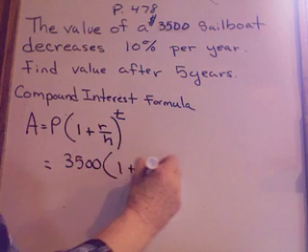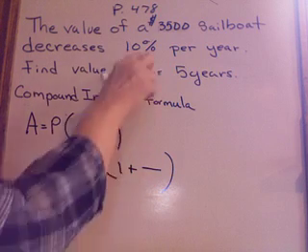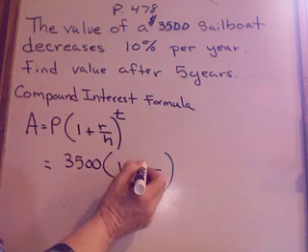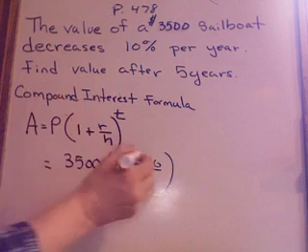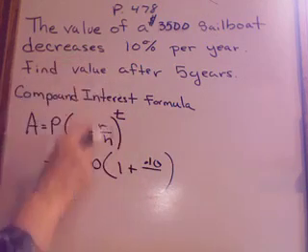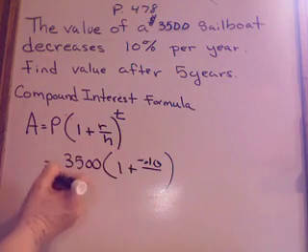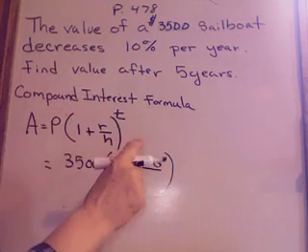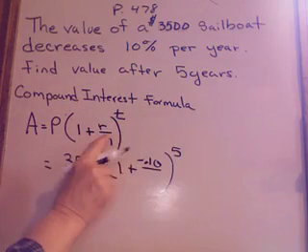1 plus, what do you think R stands for in this problem? Hope you said rate, 10%. So how do I put 10% when I put it in a formula? 0.10. Okay, now what's interesting about this is because we're doing decreasing, I have to put my R as a minus. All right. Find the value after 5 years. That's the time, 5 years.